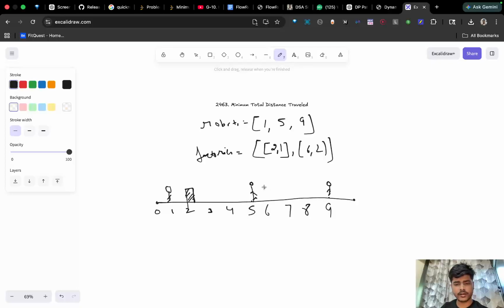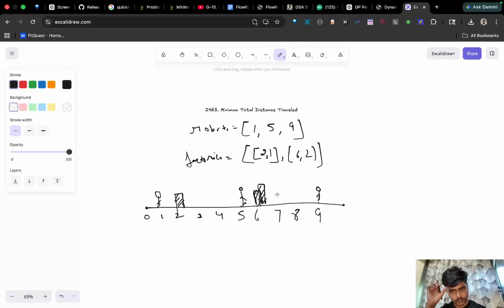So I have a factory here with limit 2, but I can also say that instead of one factory with limit 2, I have two factories at position number 6 with a limit of one each. So to simplify this problem, I can say that at position number 6, there are two factories with limit 1, 1.